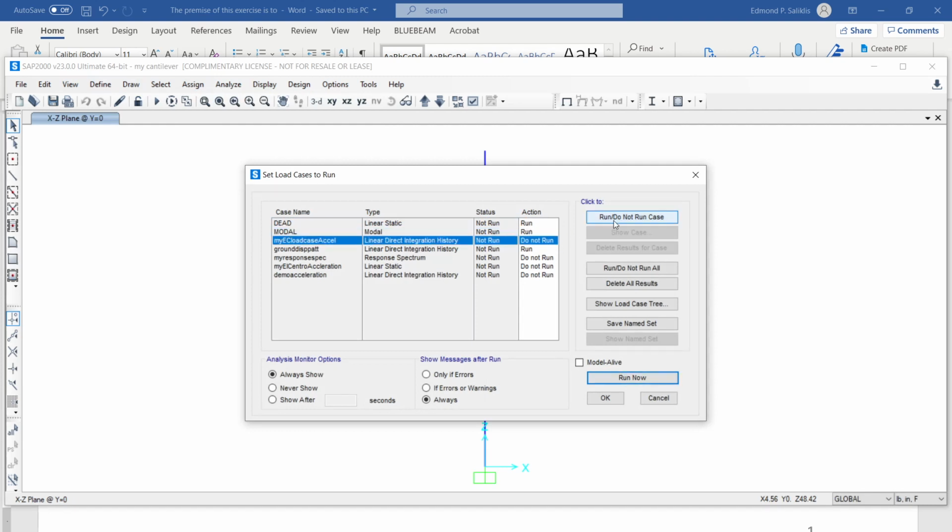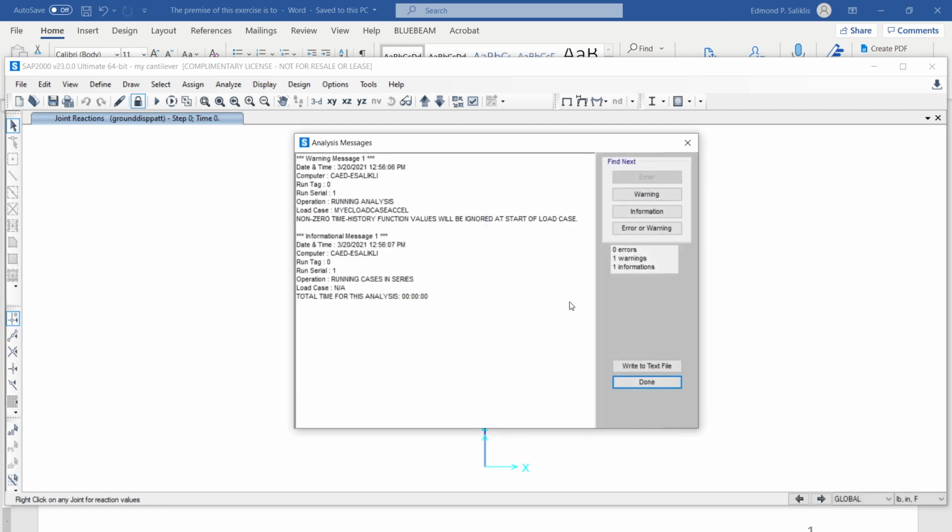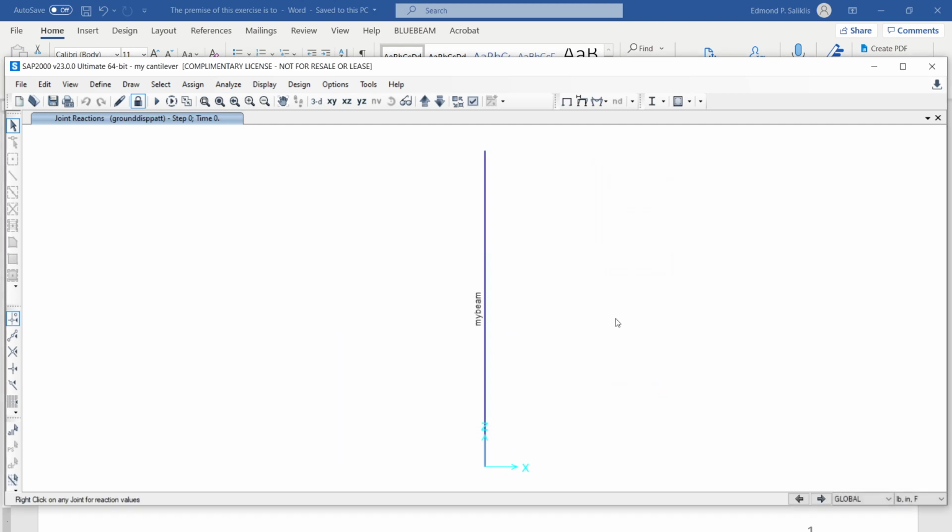We'll run the modal. I'll talk a little bit about modal. Let's run all of these, my response spectra and my, that one, don't run that here. Okay, so notice I am using direct integration time histories for the dynamic loading here. So let's run these here. Okay, run now. And the first one is static. I just want to see what the dead load is of the beam here, of that single element.